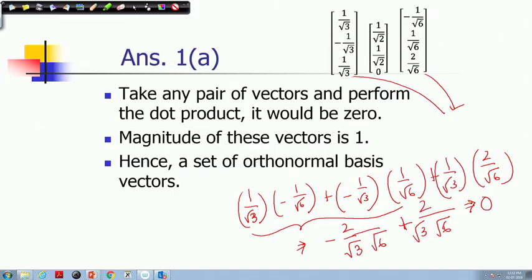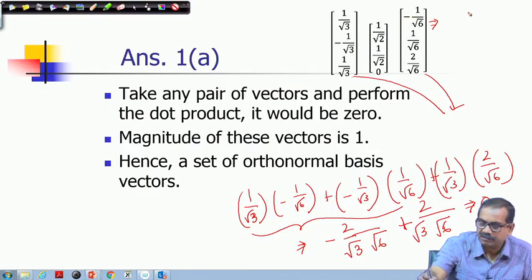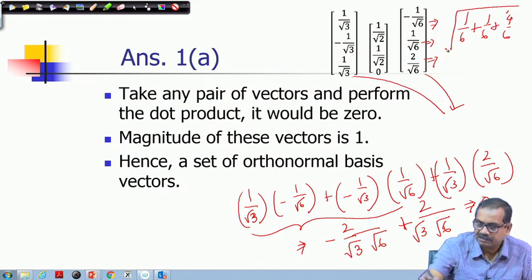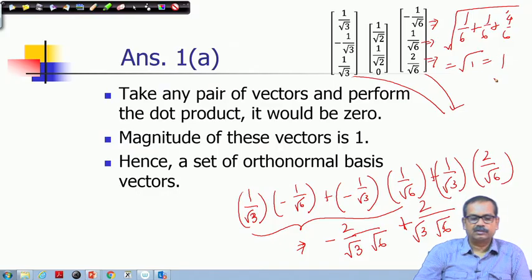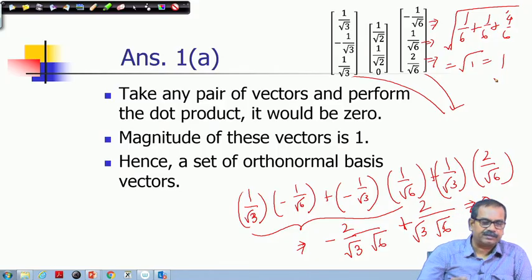their dot product is 0, and if I take the magnitude of any of these vectors, say magnitude of this. So, magnitude means the square of minus 1 by root 6, which is 1 by 6, plus square of this 1 by 6 plus square of this, which is 4 by 6, and you take the root of that, which is root of 1 plus 1. So, this is how you can show that these are orthonormal basis vectors.